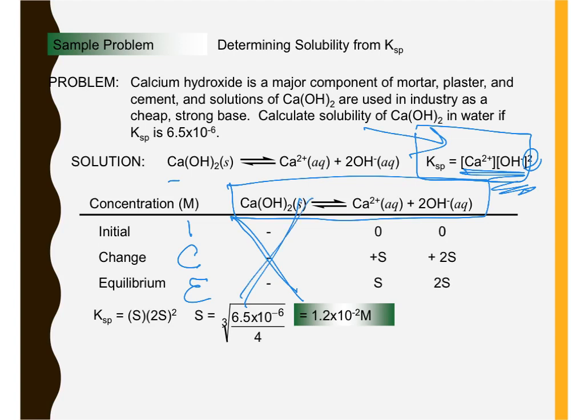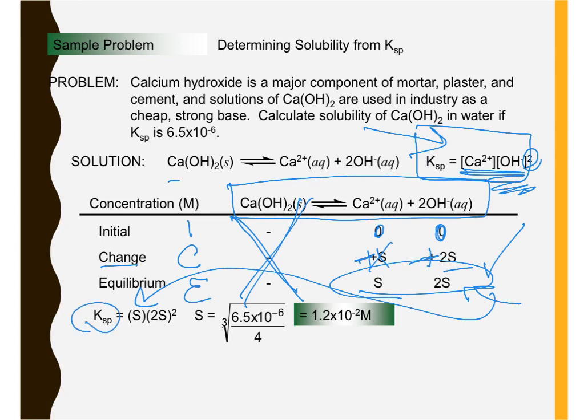Again, unless you're told otherwise, the initial concentration of products is 0. Okay, change, as most of the time in products, it's plus, right? I don't know why there's S in this table, S, X, whatever you want to call it, X, 2S. So here are the equilibrium concentrations. Now you go back and plug them into your expression for the Ksp. That's S times 2S squared.